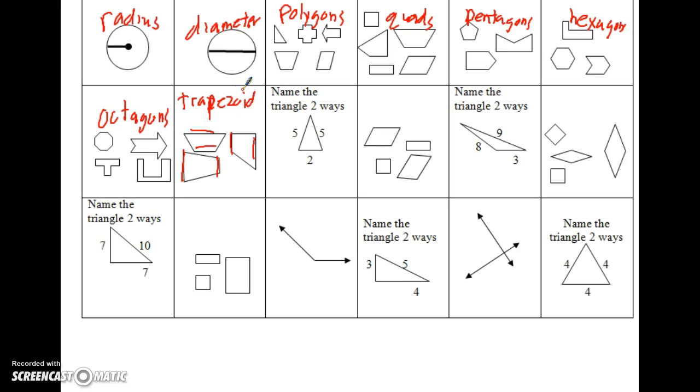Name the triangle 2 ways. Well, I'm checking for angles first. There are no right angles, no obtuse angles, so it's acute because all the angles are acute. And 2 of the sides are the same, so it would be acute isosceles.